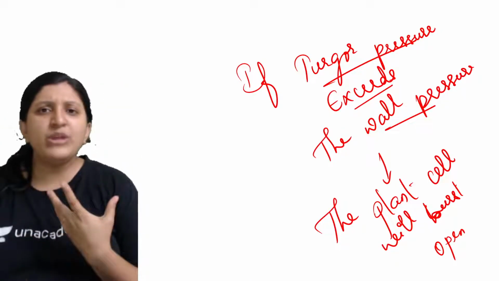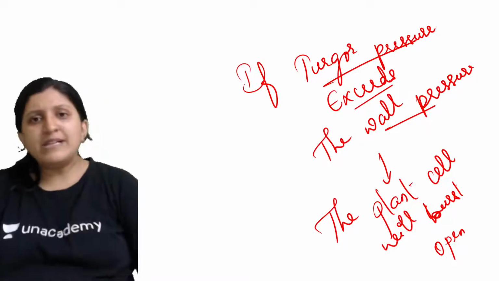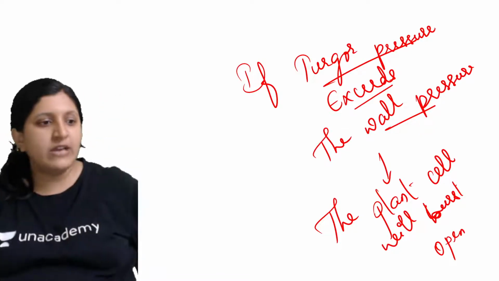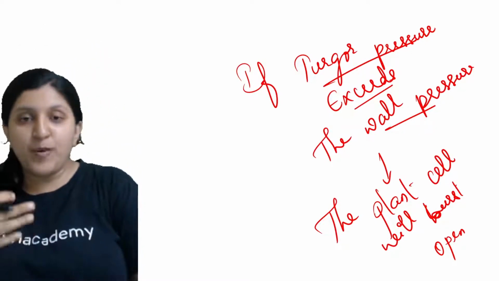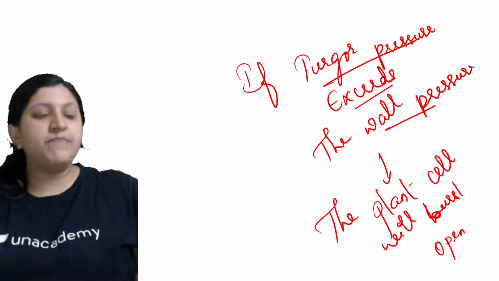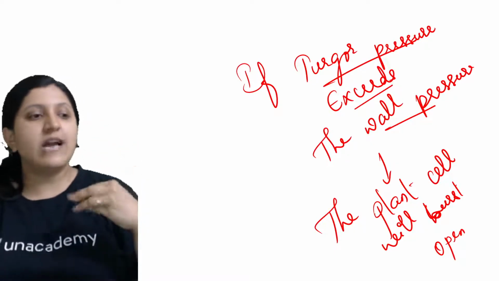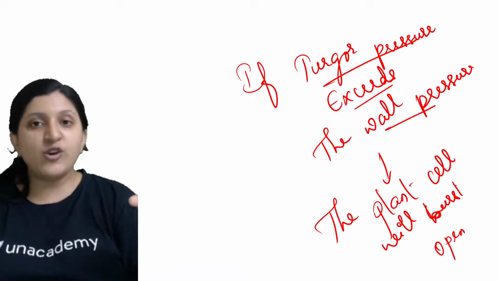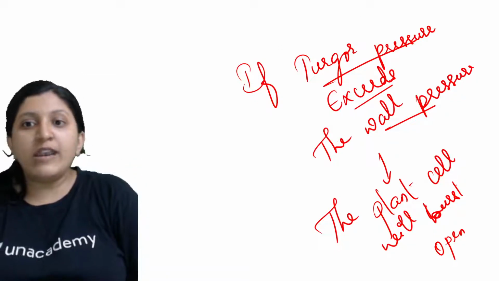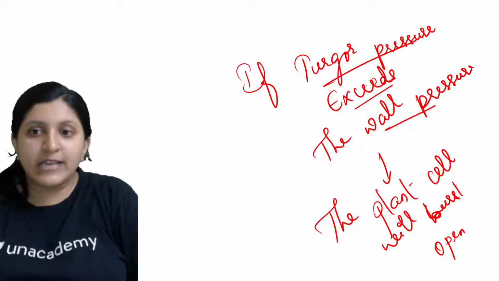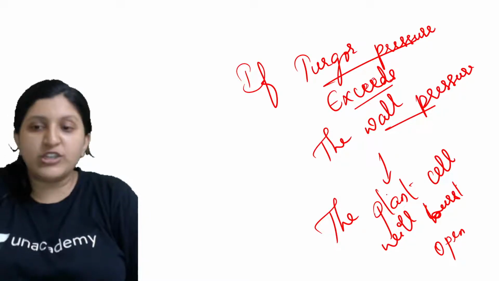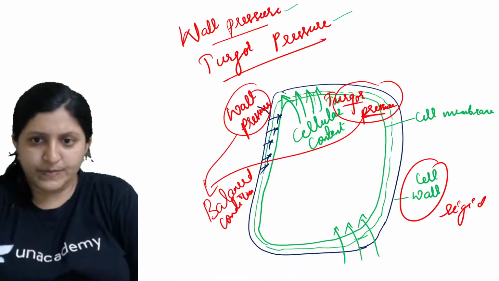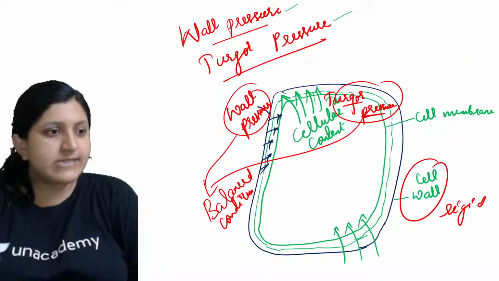The same thing happens with respect to the animal cell also. Only thing is that there is no wall pressure. So as the turgor pressure increases, the cell membrane will expand as much as possible, and still the endosmosis is occurring. In that case it will burst open, and that's how we can see the bursting of a cell. So if turgor pressure exceeds the wall pressure, the plant cell will burst open, and all the cellular content comes out. Any doubt? Is this clear?